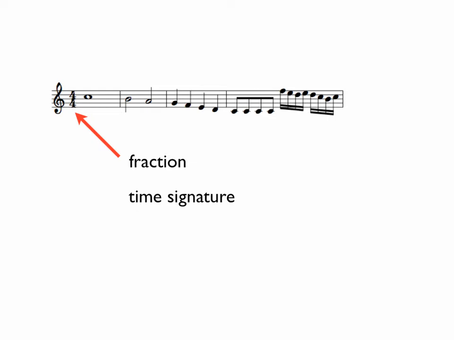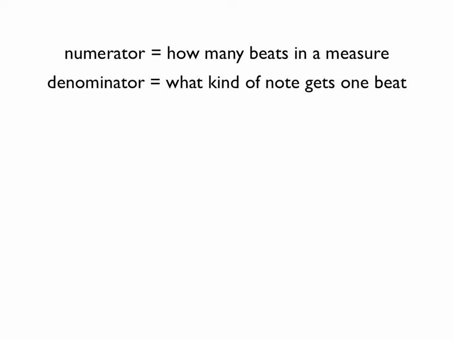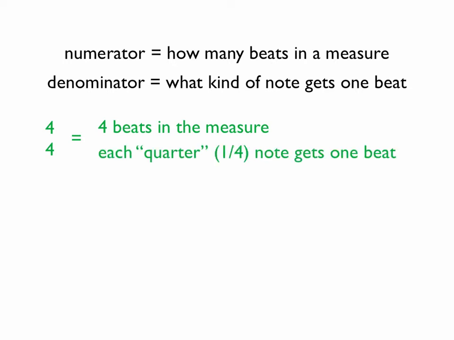And there's a lot of information in a time signature. The numerator tells you how many beats there are in a measure. The denominator tells you what kind of note gets one beat. A 4-4 time signature, which is very common, tells you there are 4 beats in the measure. Each quarter note gets one beat.